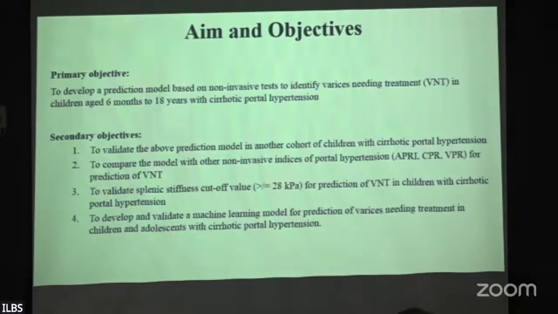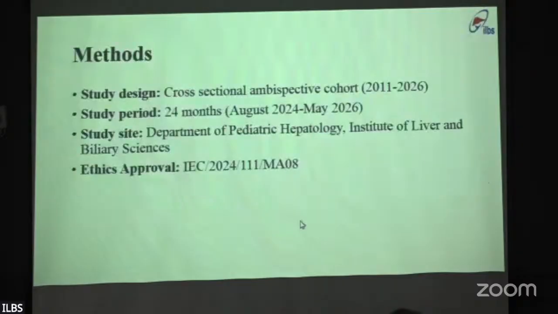Yes, ma'am. So the primary objective was to develop a prediction model based on non-invasive parameters to identify varices needing treatment, then to validate this prediction model in another cohort of children, and to compare the model with other non-invasive indices of portal hypertension which are previously described, to validate the splenic stiffness cutoff value, which has previously been described from a study from our center, and to also develop and validate a machine learning model for the same. So it was a cross-sectional ambispective cohort.